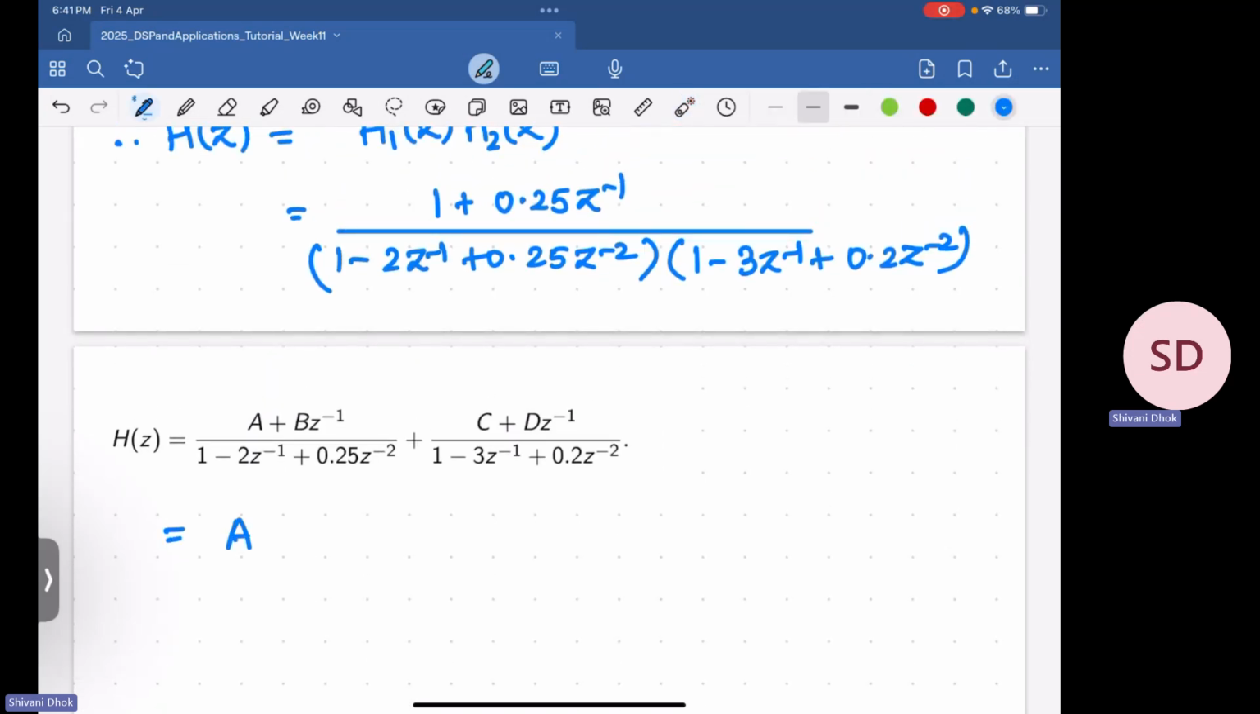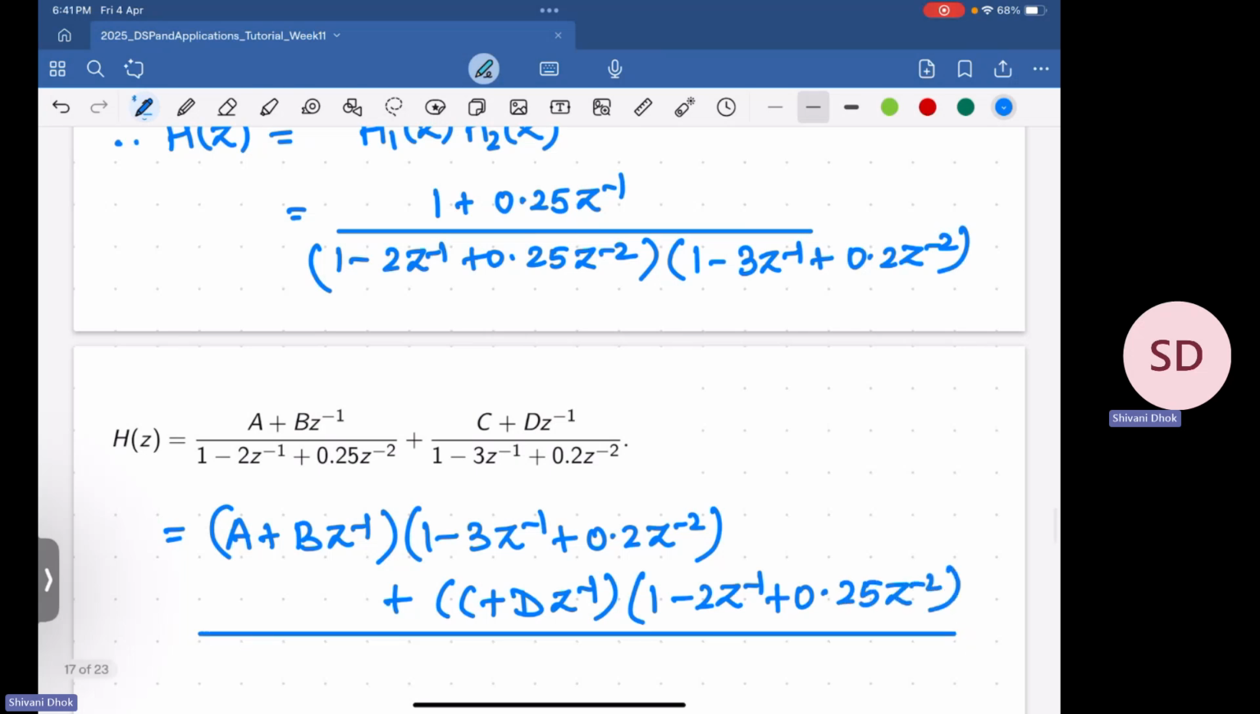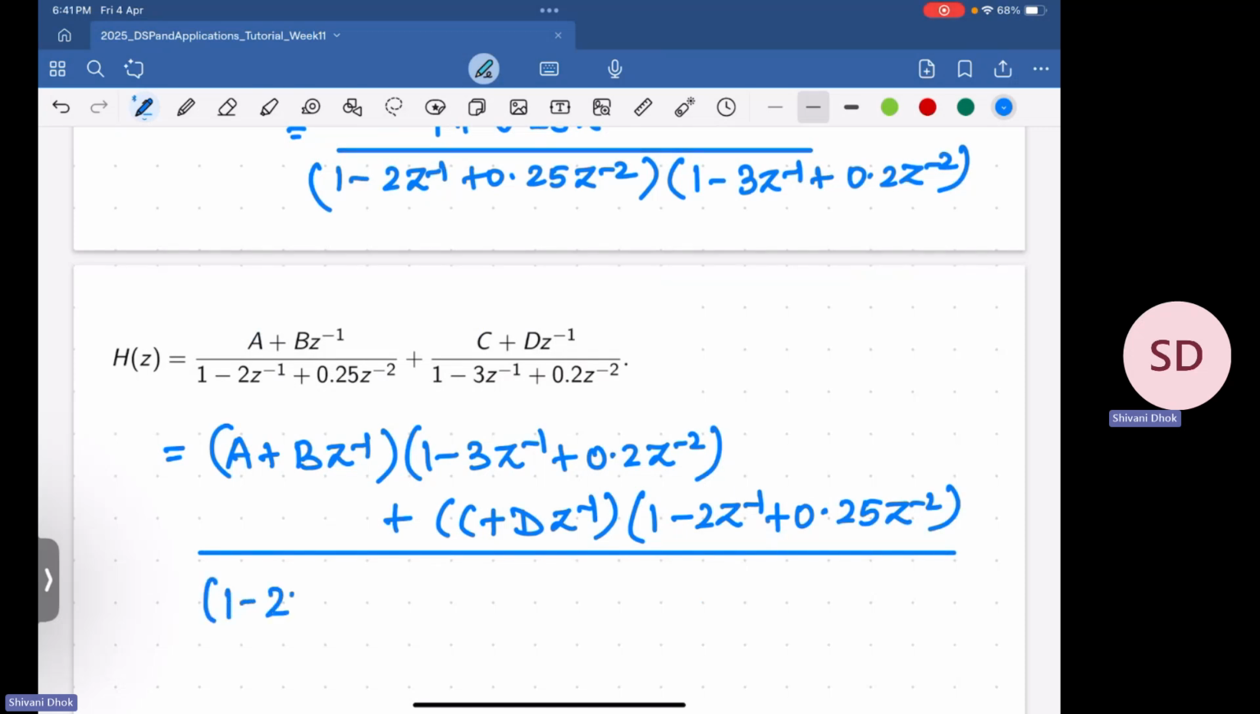So what do we get? We get (a plus bz inverse) multiplied by (1 minus 3z inverse plus 0.2 z to the power minus 2) plus (c plus dz inverse) into (1 minus 2z inverse plus 0.25 z to the power minus 2), whole divided by (1 minus 2z inverse plus 0.25 z to the power minus 2) multiplied by (1 minus 3z inverse plus 0.2 z to the power minus 2).